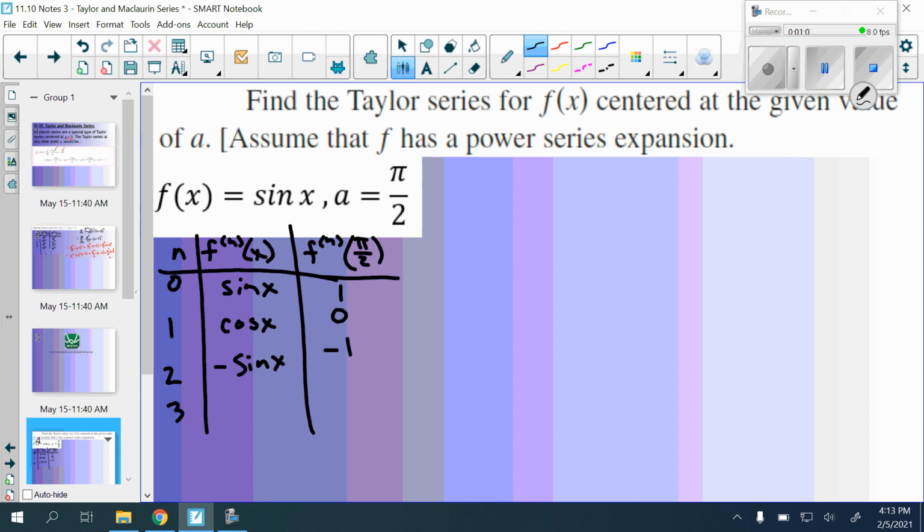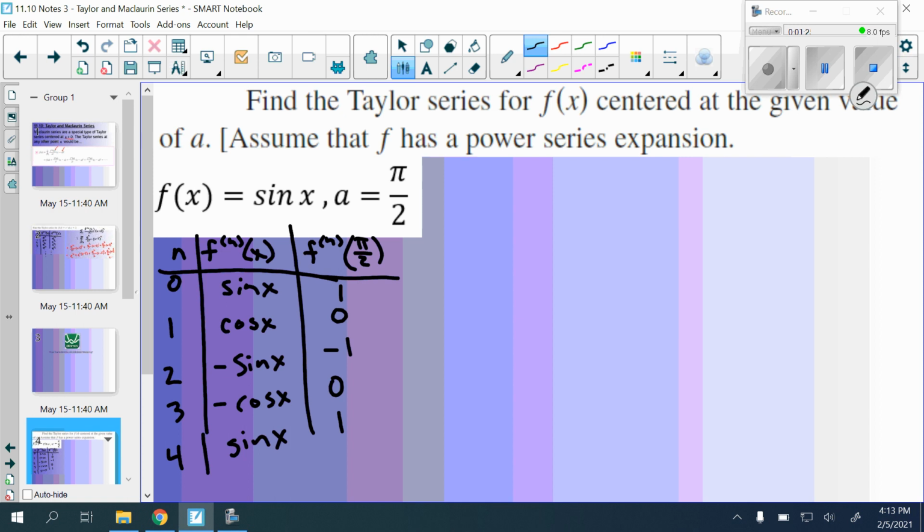Let's do the third derivative. The derivative of negative sine would be negative cosine, which at pi over 2 is going to be 0. And let's do one more. The fourth derivative, the derivative of negative cosine, would be positive sine. We've had that one before. That should be 1.